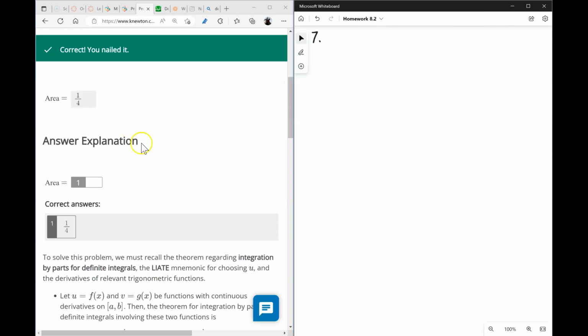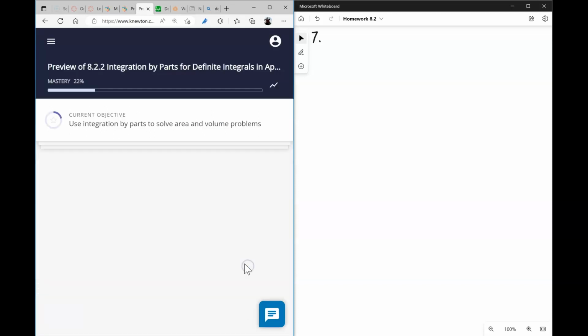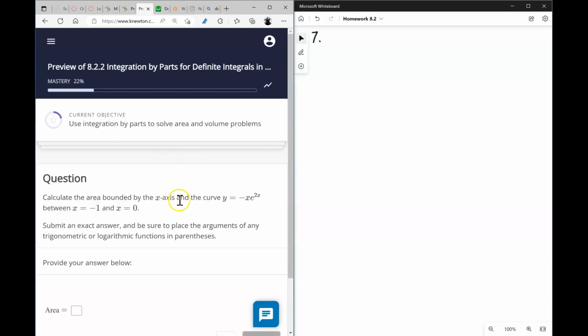Let's try another problem. We're doing the area, and as stated before, this area will be just the integral from negative 1 to 0 of negative x e to the 2x dx. And let's do it.